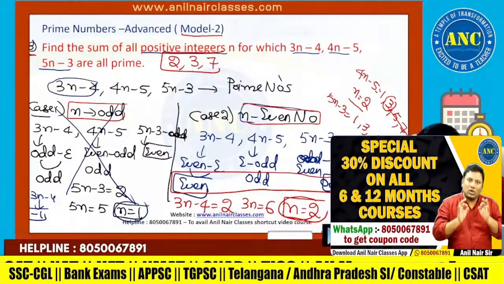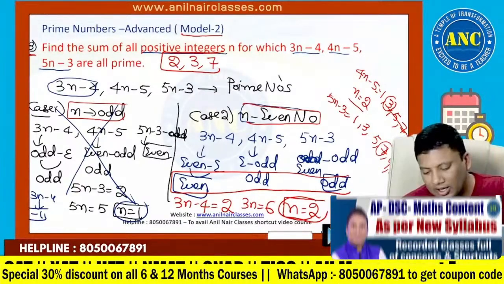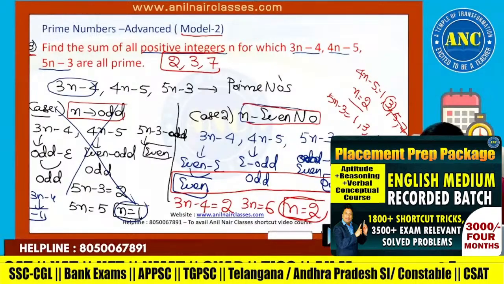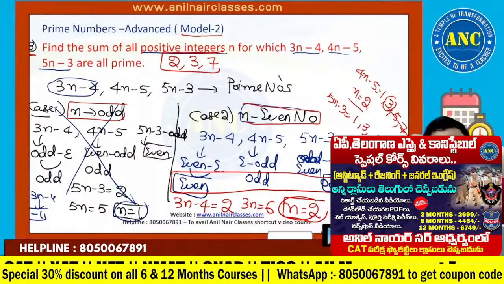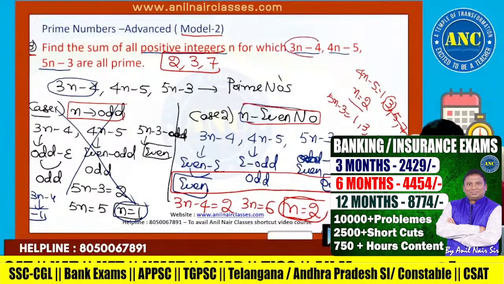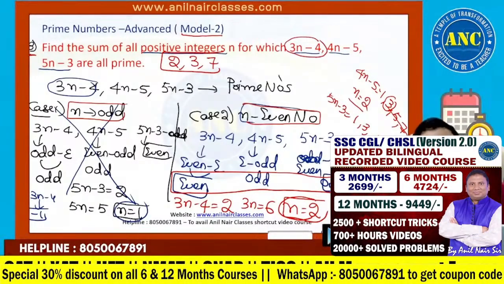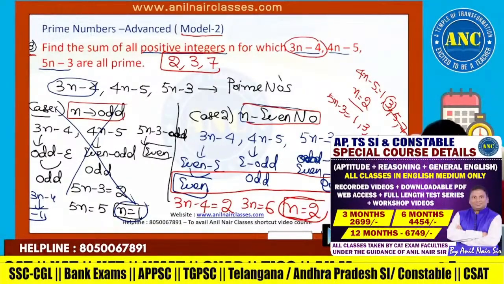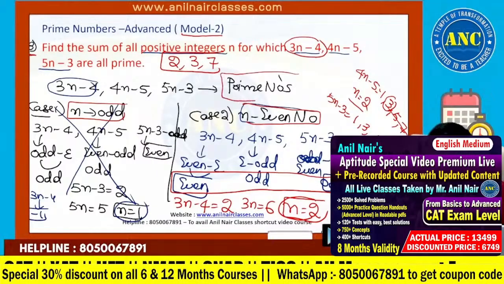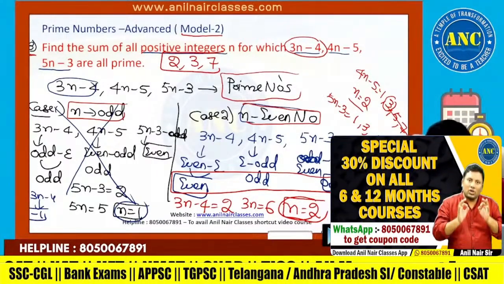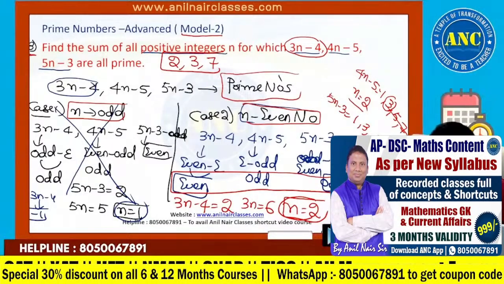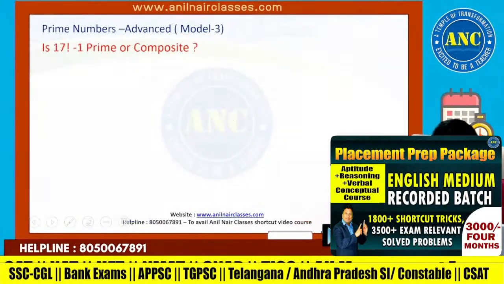Next one, you might get this doubt: 9, 11, 13, 15 and 17. 5n minus 3 is 17, n value 4. If n value is 4, 3 4s are 12, 12 minus 4, 8. 8 is an even number, but it is not a prime number. All the three values should be prime numbers. Very, very good questions, high quality questions we are going to discuss in the class. I hope the idea is clear.